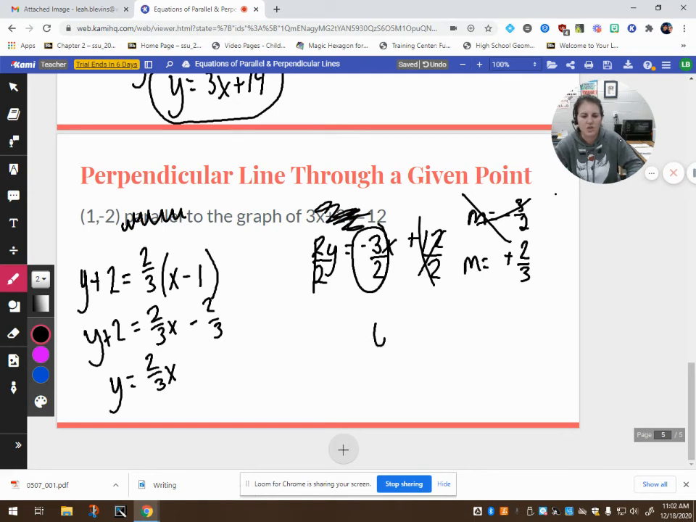Now think about it. 2 is the same as 6/3, right? So -2/3 minus 6 more thirds is -8/3. So this is my equation written in slope-intercept form. And I believe that is pretty much all that we needed to do.